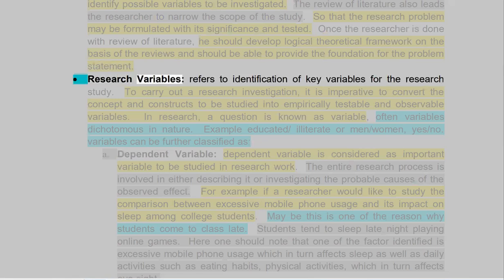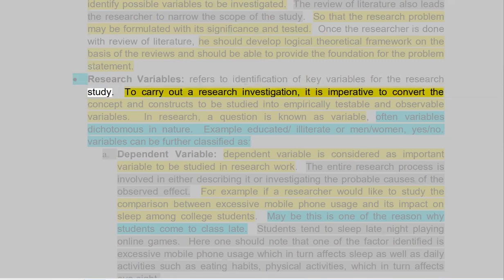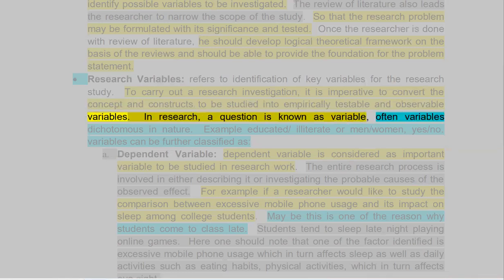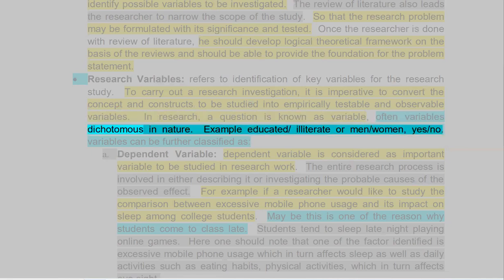Research variables refer to the identification of key variables for the research study. To carry out a research investigation, it is imperative to convert the concepts and constructs to be studied into empirically testable and observable variables. In research, a question is known as a variable, often dichotomous in nature. Example: educated, illiterate, or men, women, yes, no.